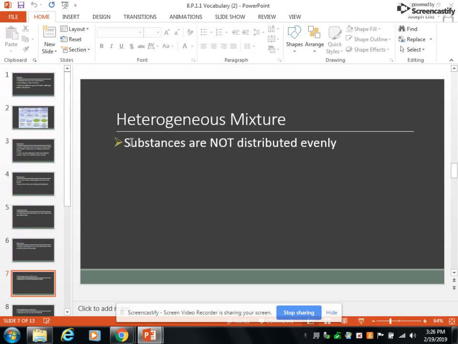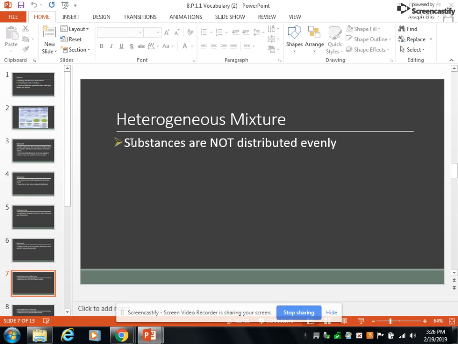Okay, there's two types of mixtures. The first one is heterogeneous. Hetero means different. You can actually see the differences. A salad, if you have a tossed salad, you'd have tomatoes and cucumbers and croutons and cheese and ham. You can take it apart and you can see the differences.